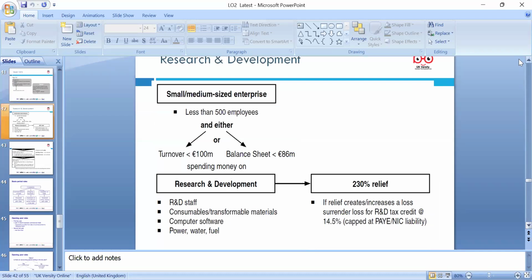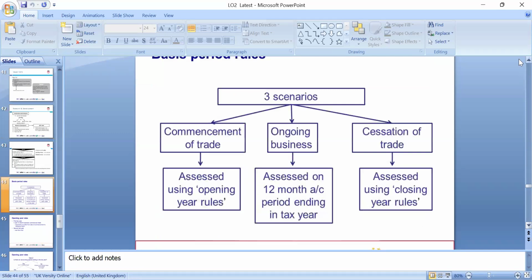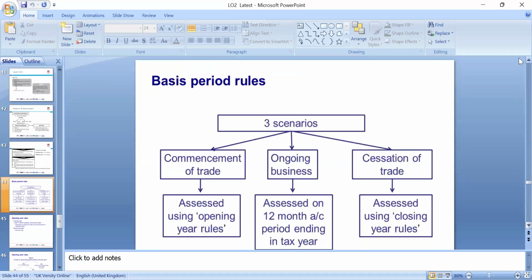Okay, so research and development expenses. Less than 500 employees, and either the turnover is 100 million or the balance sheet is 86 million, spending amount. So research and development, 230% relief; if the relief creates a loss, it increases the loss or the research and development tax credit. So we can look around these, we can claim in the capital allowance, and the return we need to look around the submission. Of course, we know the dates. If we don't submit on time, there will be consequences and the client has to pay the fine.